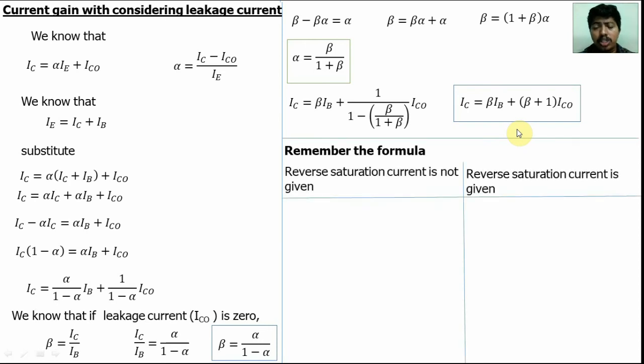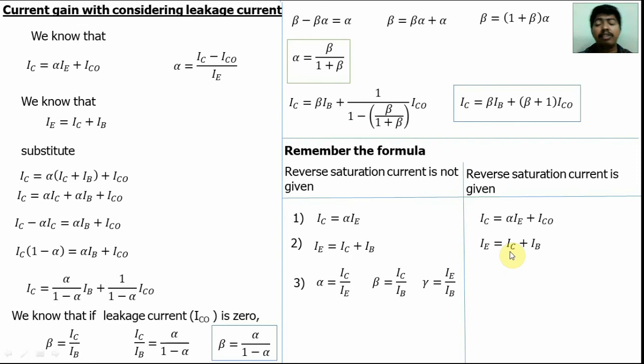In these questions, if the reverse saturation current is not given, we have to use some formulas. If the reverse saturation current is given, we have to remember another formula. So first case, the reverse saturation current is 0. Common base configuration alpha: IC is equal to alpha times IE. But if reverse saturation current is given, we have to use this formula: IC is equal to alpha IE plus IC naught. If the reverse saturation current is not given, IE is equal to IC plus IB. The same formula is applicable here, only IC varies.